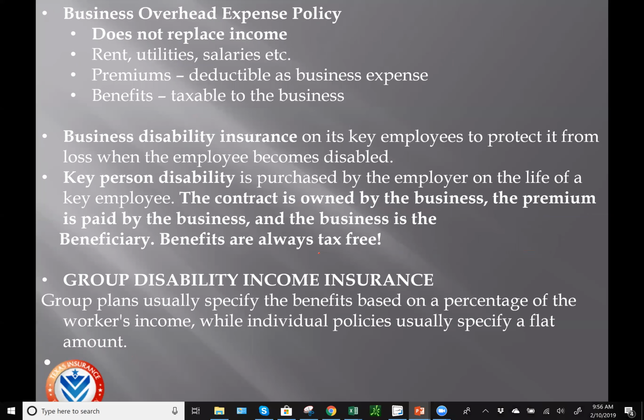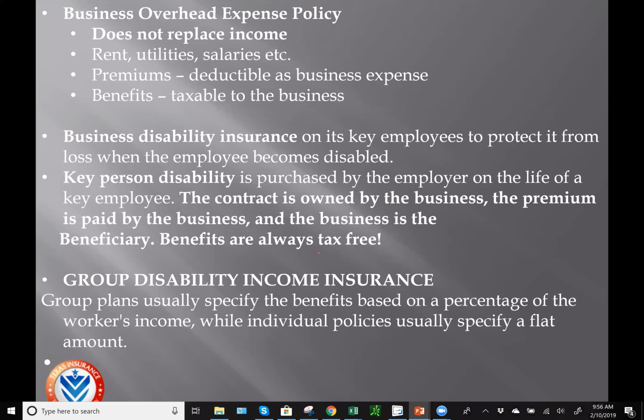All right, now let's look at a disability policy in a business setting. First, there is a business overhead expense policy. This is a type of disability policy purchased by a small business owner. However, if that small business owner became disabled, it would not replace his income. However, it would cover the overhead expenses of his business, his rent, his salaries, his lease agreements, his utilities. It will keep the lights on and the doors open, but it does not replace his income.